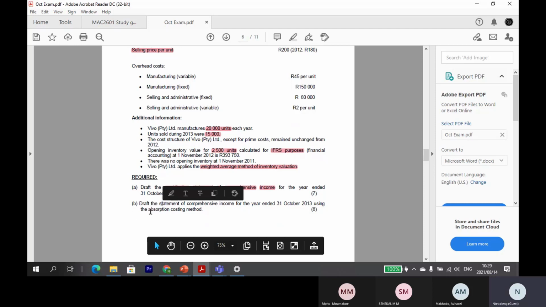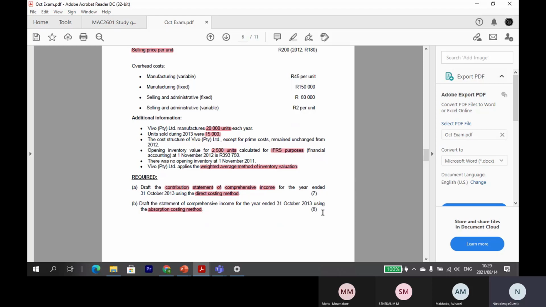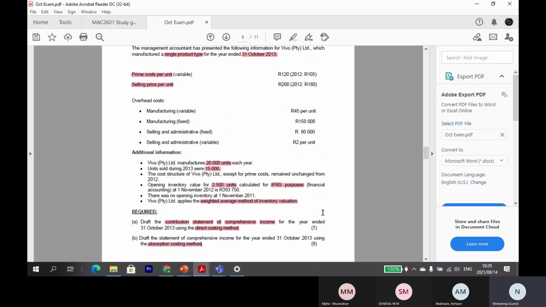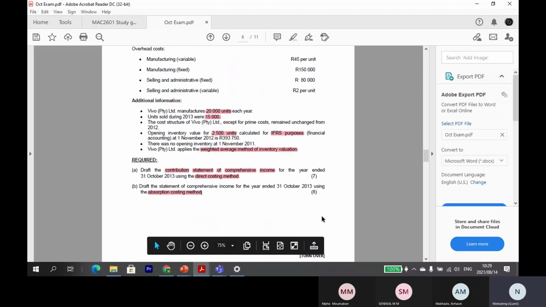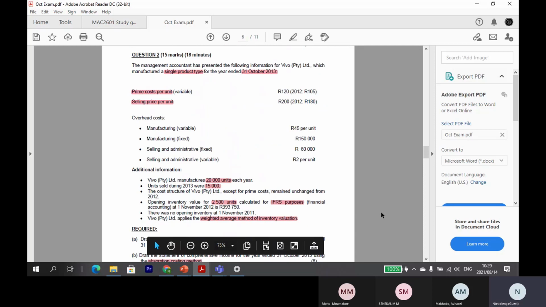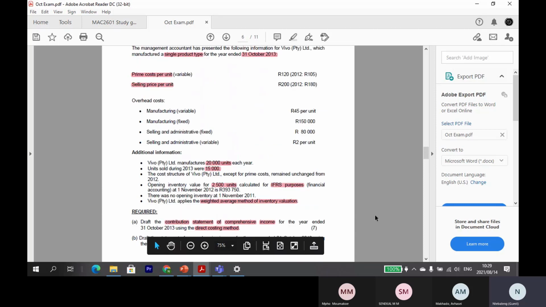And then the other one is for absorption costing. It's 8 marks, so you say 8 multiplied by 1.2, that's 9.6 minutes. So you need to time yourself, and those are the only two questions. At least they're not asking you to reconcile. So I'm giving you 18 minutes to do this question, and it starts now.